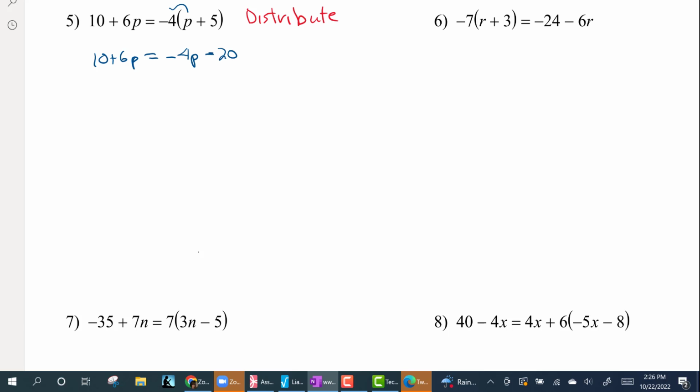Okay, the next thing that we're going to do, and this is what I recommend in the last video, is look at the variables first, and notice -4 is a smaller number than +6. So my recommendation is to add 4P to both sides. And that's the addition property of equality. So these two cancel, and then what you have is 10 plus 10P. It's -20. So this step was just, we simplified things.